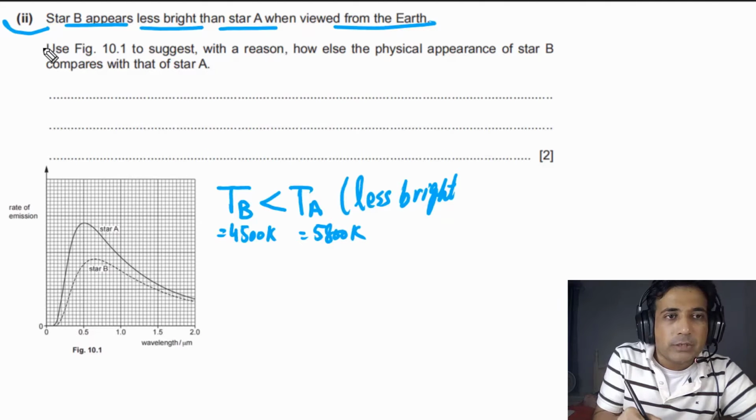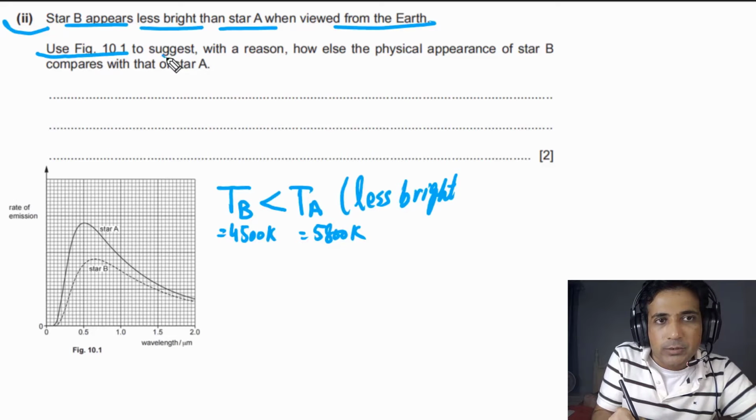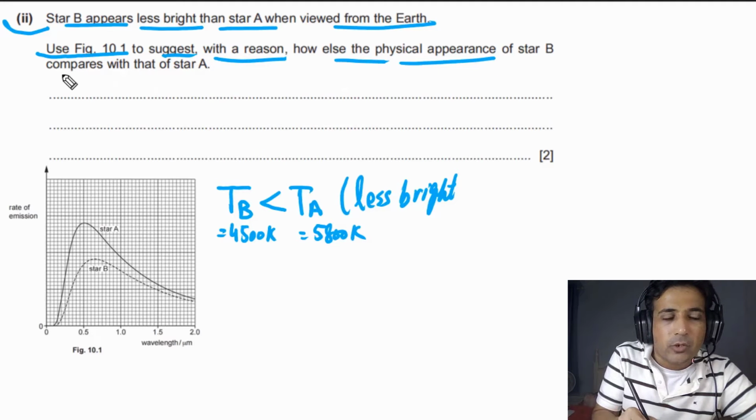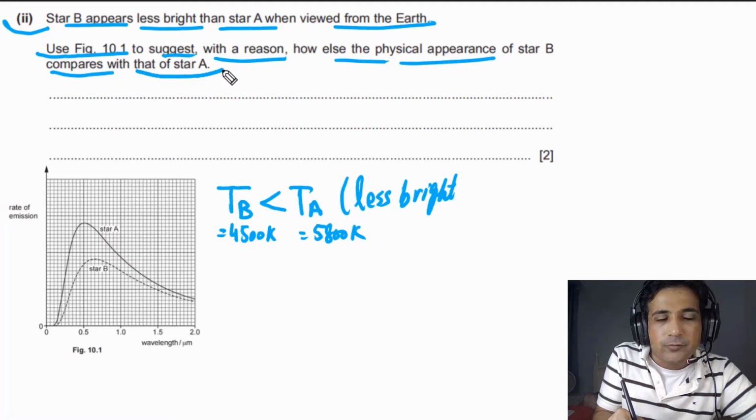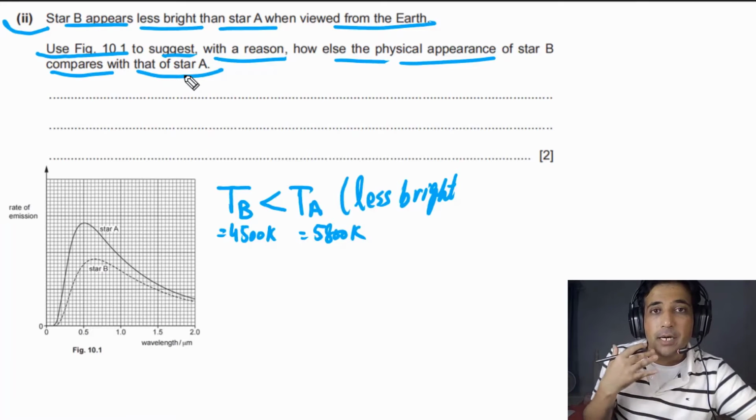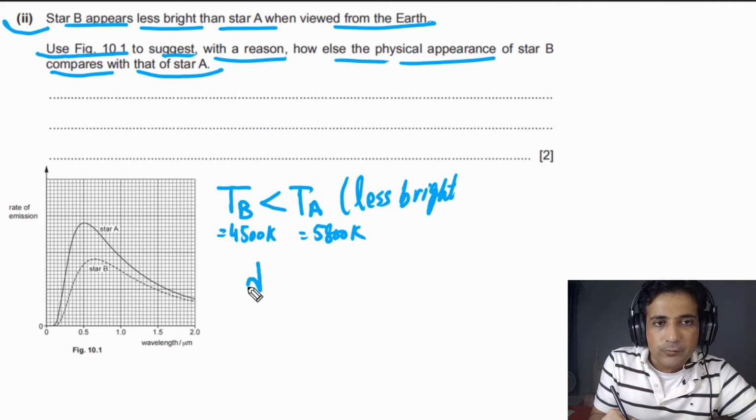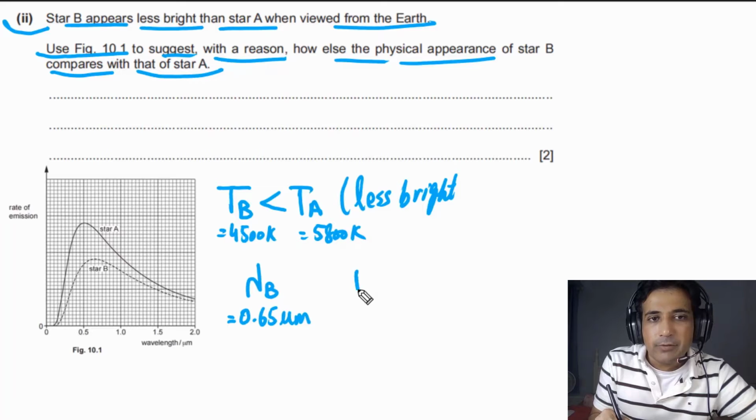Now the question is asking us to use figure 10.1 to suggest, with a reason, how else the physical appearance of star B compares with that of star A. So we have to compare another physical appearance of star A and star B. If you look at the wavelength of star B, we have already found from this figure that the wavelength of star B was equal to 0.65 micrometers. And the wavelength of star A was equal to 0.5 micrometers.